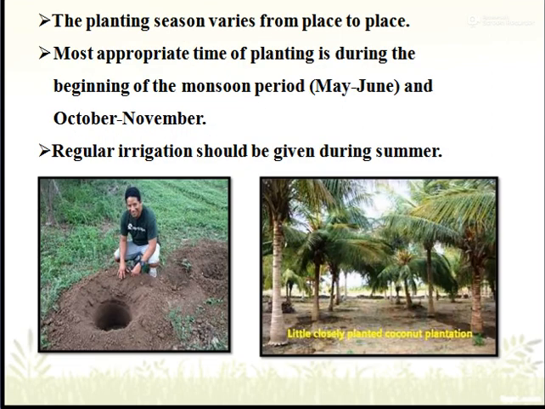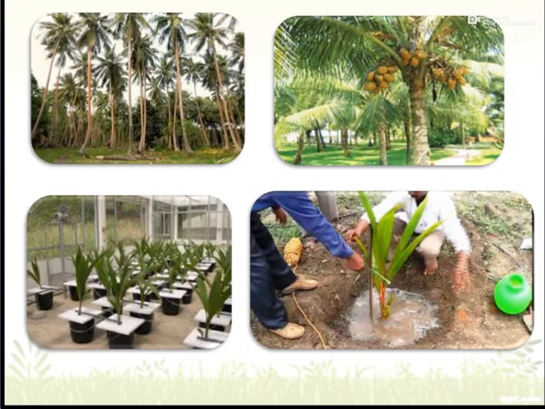The planting season varies from place to place. The most appropriate time of planting is at the beginning of the monsoon period, May, June and October, November. Regular irrigation should be given during the summer season. These are the pictures of coconut planting, watering and the nursery stage of palms.